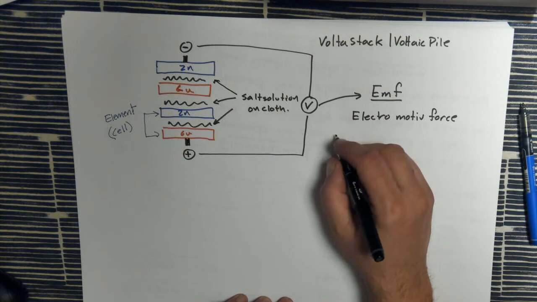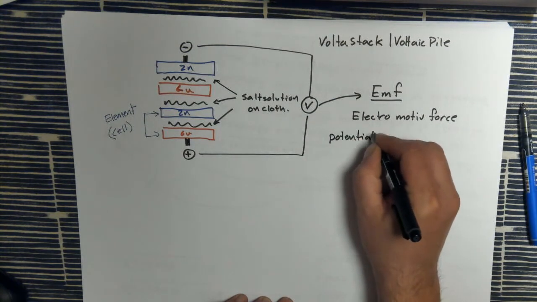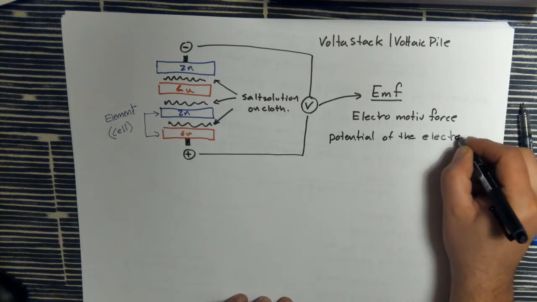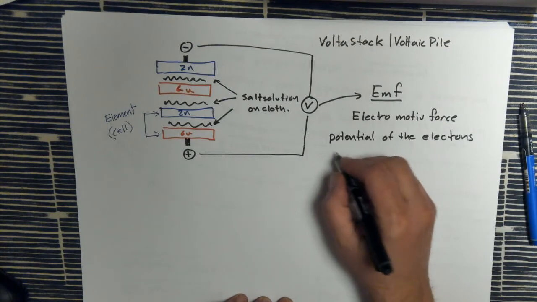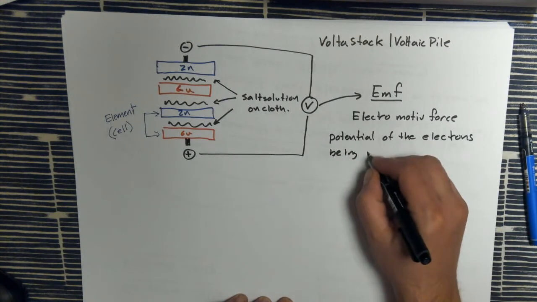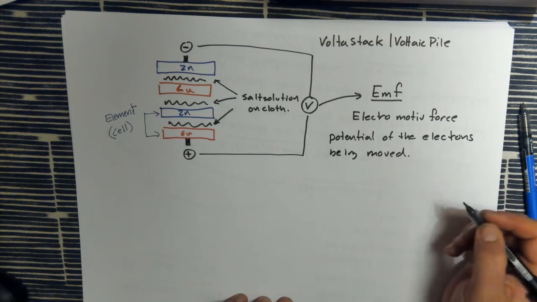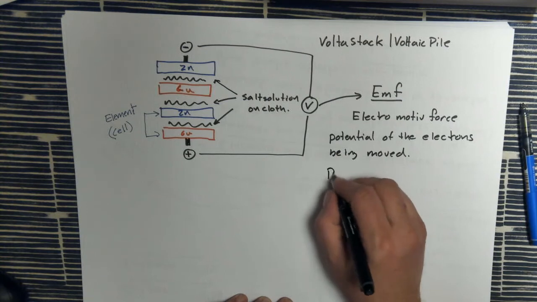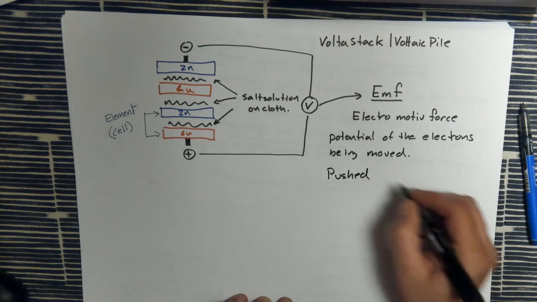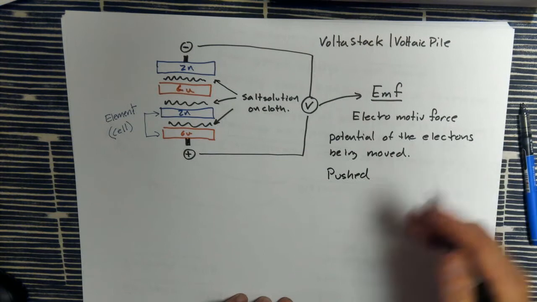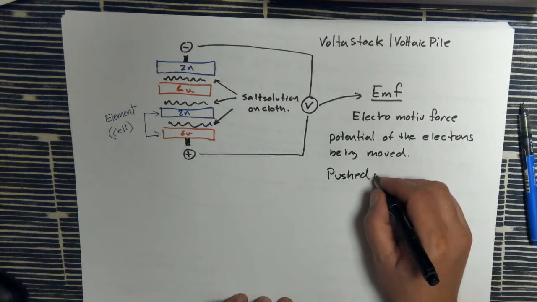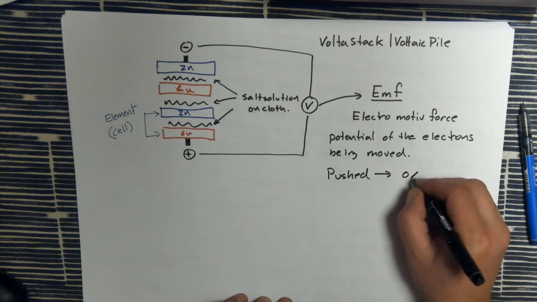So we can write it in terms of the potential of the electrons being moved. Now, what are they being moved by? Well, they must be getting pushed by something that's giving away electrons. So anything that's giving away electrons is being pushed by the oxidation process.